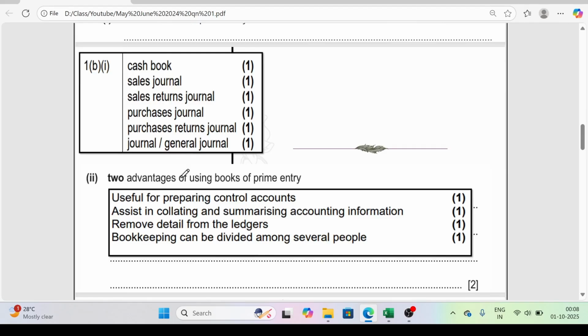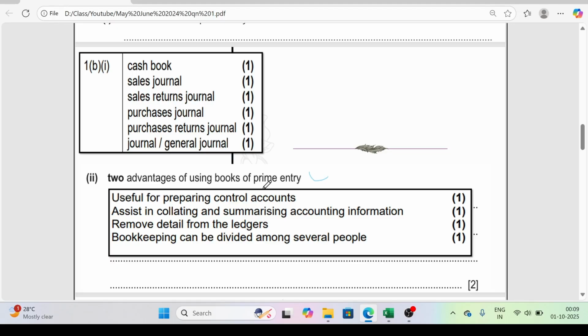So next, let's move to the second question, subsection 2. What are two advantages of using books of prime entry? This question repeats in all the series.